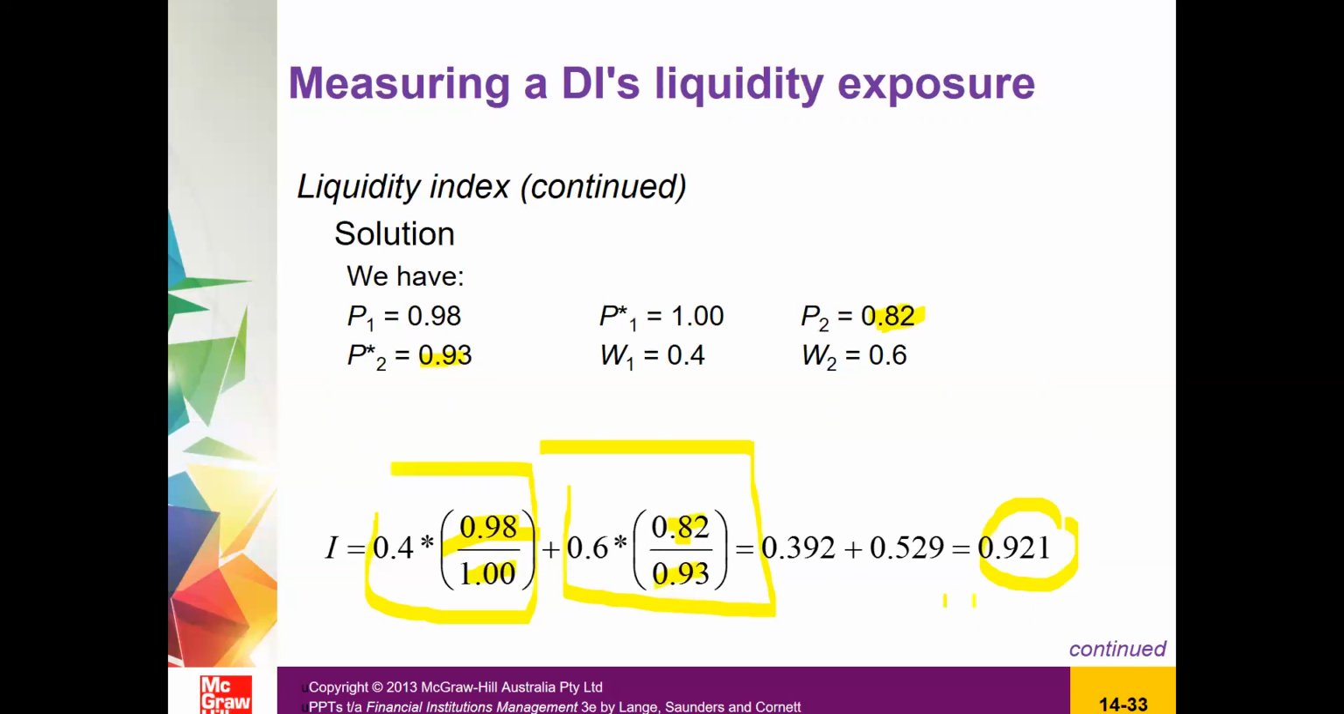So this liquidity index value will range from 0 to 1, and the closer this value is to 0 means the less liquid a depository institution is, and the closer this value is to 1 will indicate that the financial institution is more liquid.